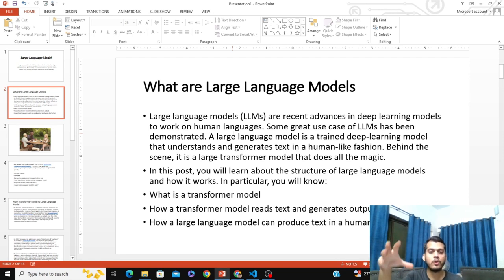In the course, we will learn about the structure of large language models and how they work. In particular, we will learn what a transformer model is, how a transformer model is trained and generates output, and how a large language model can produce text in a human-like fashion.